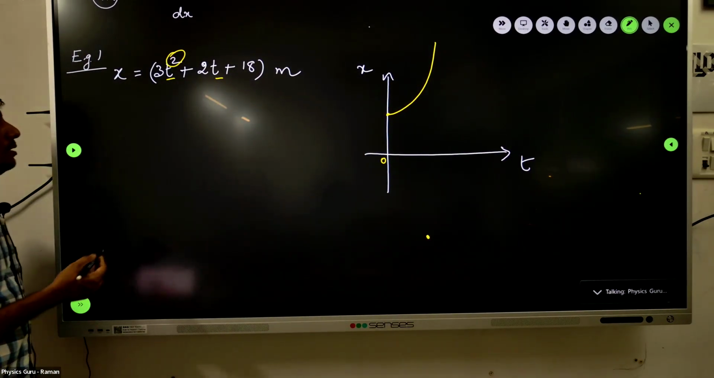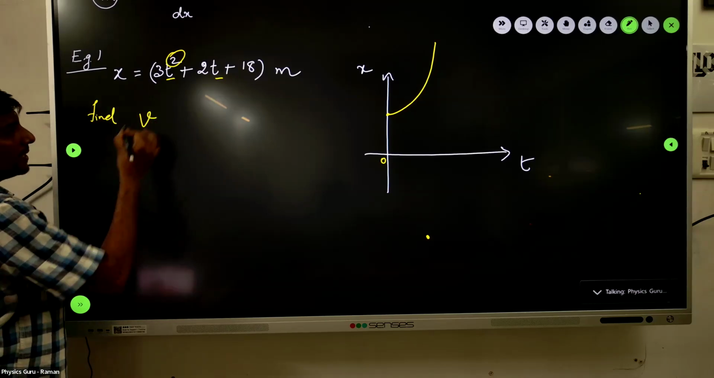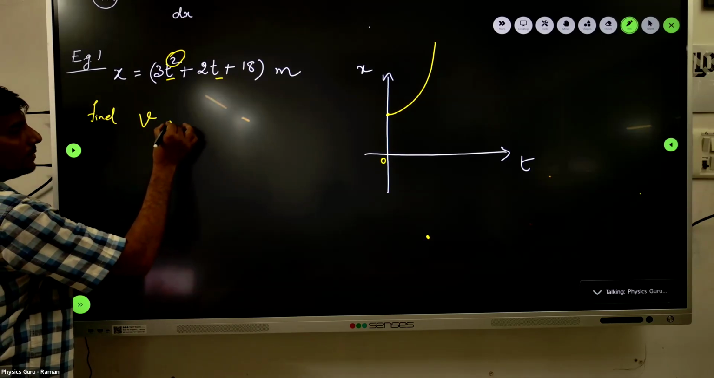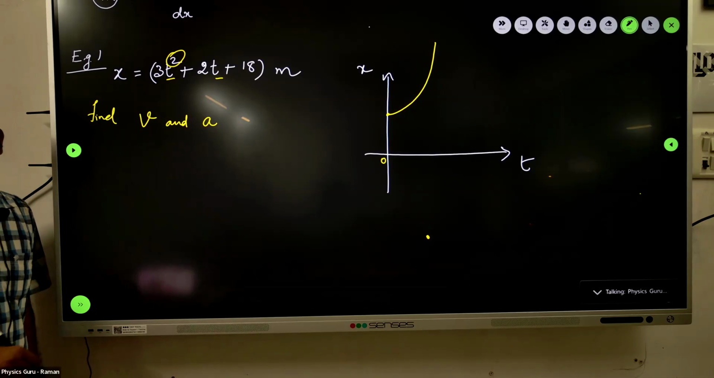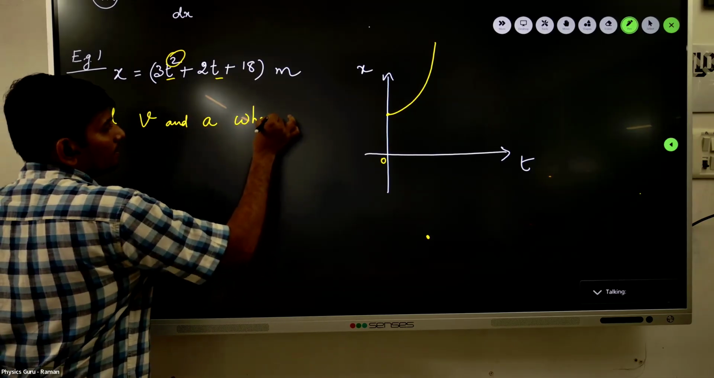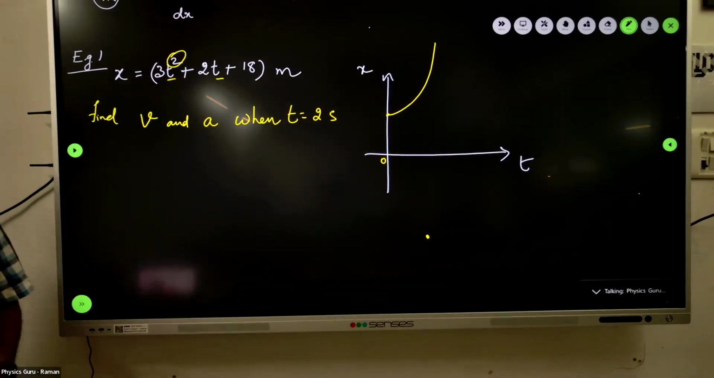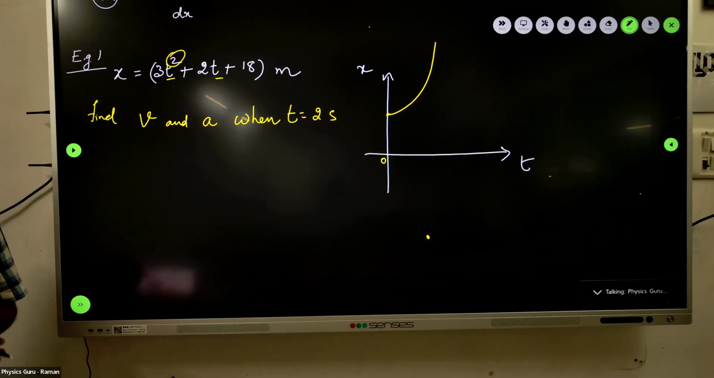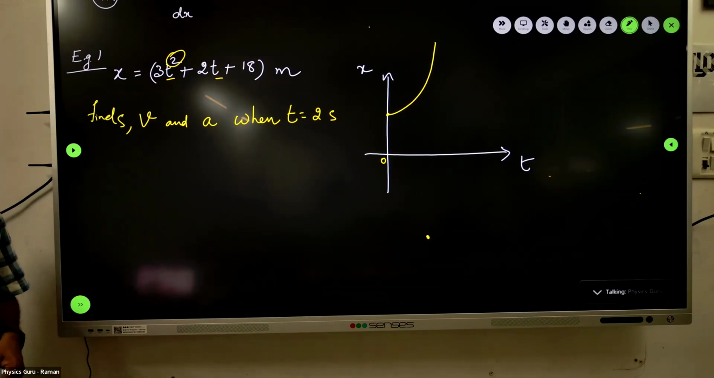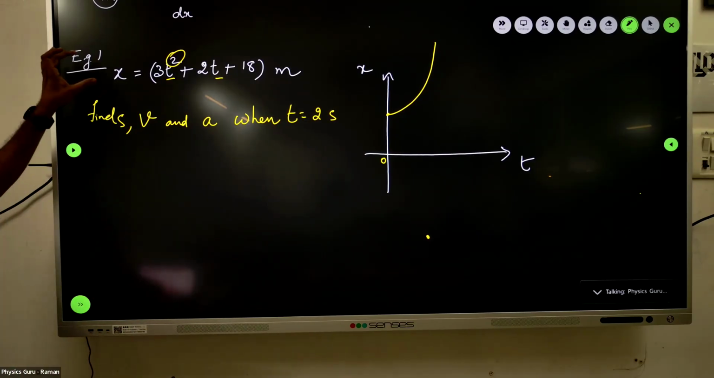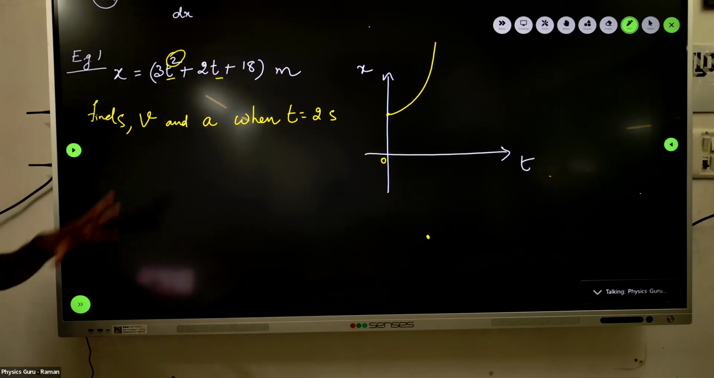So let's keep this equation. For this equation, we are trying to find the velocity and acceleration of the body when time is equal to 2 seconds. Can we? So let's try to find out displacement, velocity and acceleration calculate பண்ணலாமா? This is the question. X is equal to, that is displacement is given by 3t square plus 2t plus 18 meter.